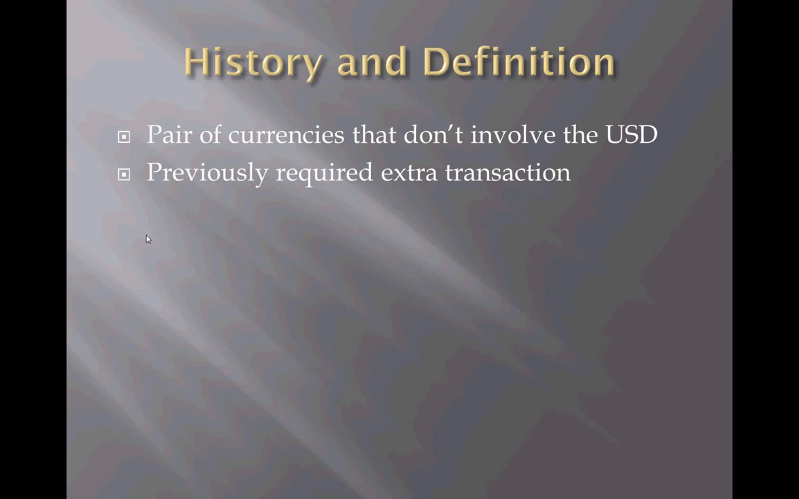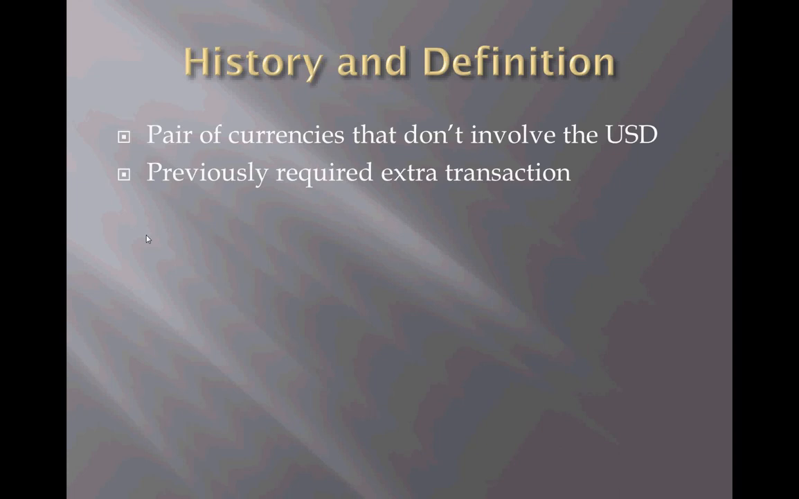A currency cross pair, also known as cross-currency pairs, or simply as a cross, is a pair of currencies that does not involve the US dollar. Back in ancient days, if someone wanted to change currencies, they would first have to convert their currencies into US dollars, and only then could they convert their dollars into the currency that they desired.